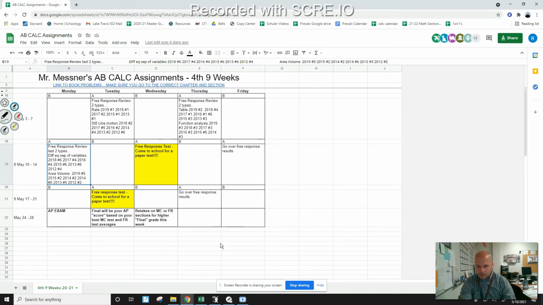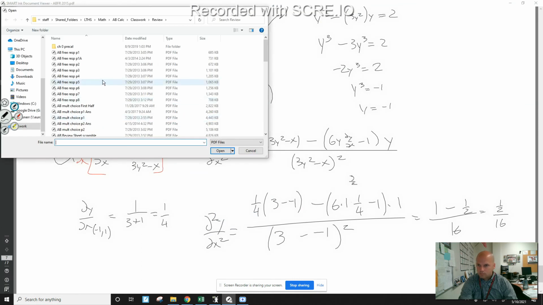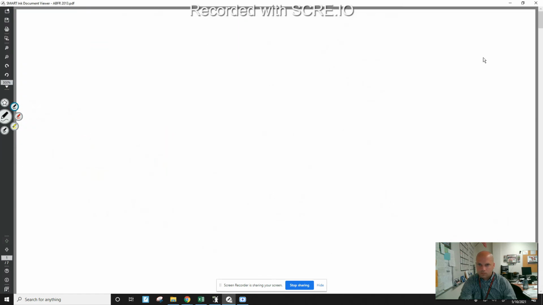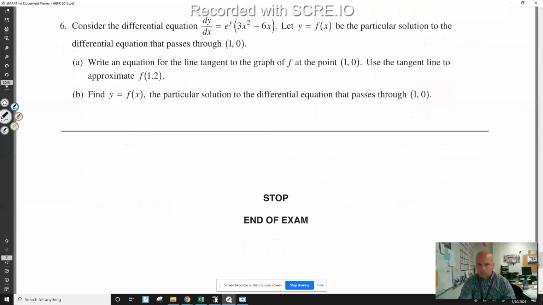2013, number 6. It's a good one. 2 parts. This is probably 3. This is probably 6. Write the equation for the line tangent to the graph of f at 1, 0. Use the tangent line to approximate f of 1.2.